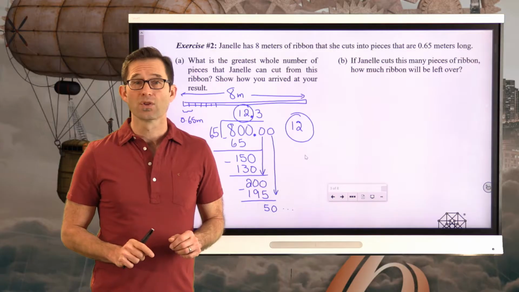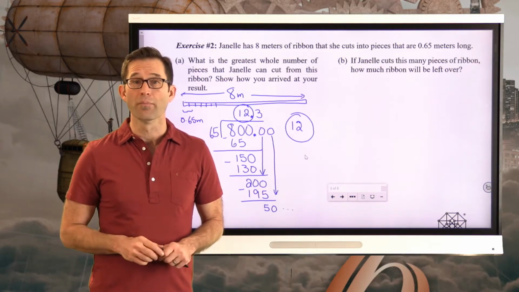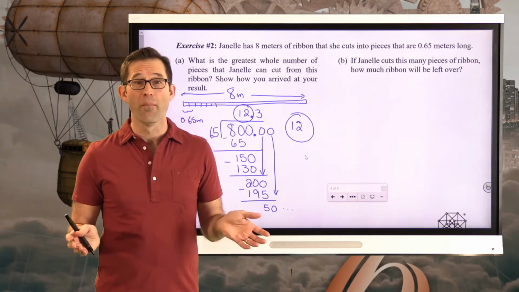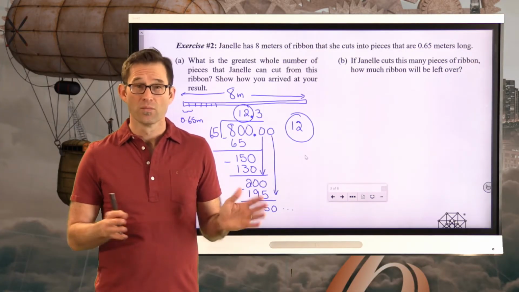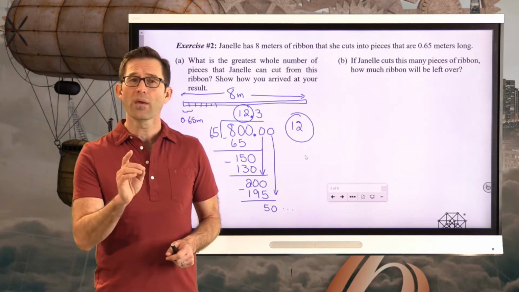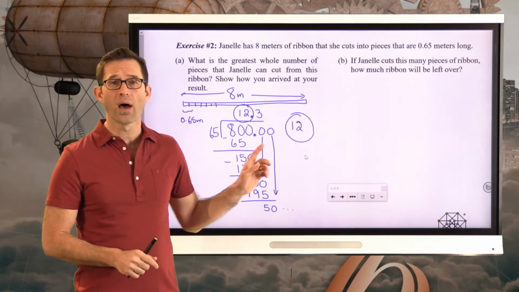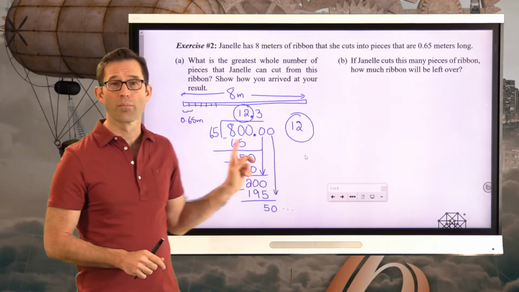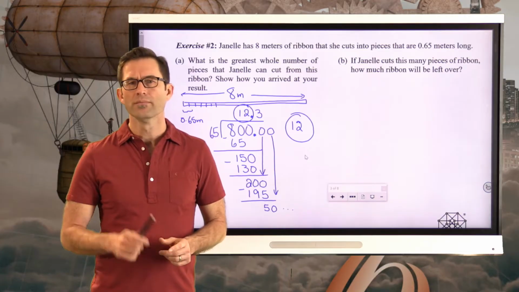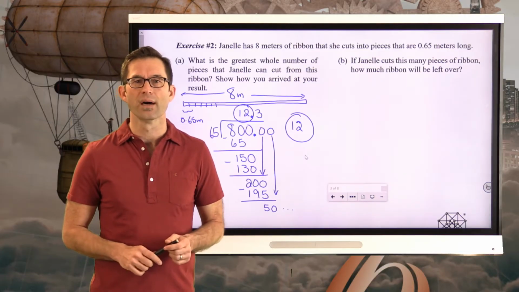Now, given that that's our answer to part A, let's look at part B. If Janelle cuts this many pieces of ribbon, how much ribbon will be left over? Apparently, I really want to talk about rhythm and not ribbons, but we're talking about ribbons here. So what I'd like you to do is pause the video now and think about how you can figure out that if Janelle cuts 12 pieces of ribbon that are 0.65 meters each, how much ribbon does she have left over? Pause the video now and see if you can figure this out.